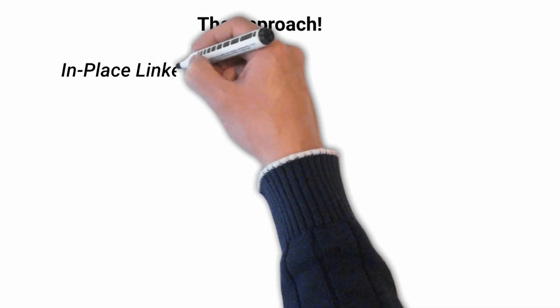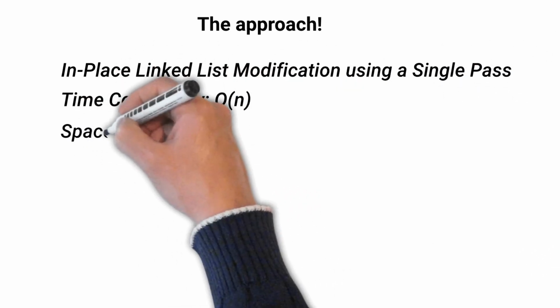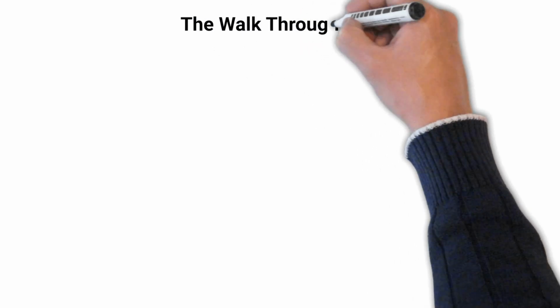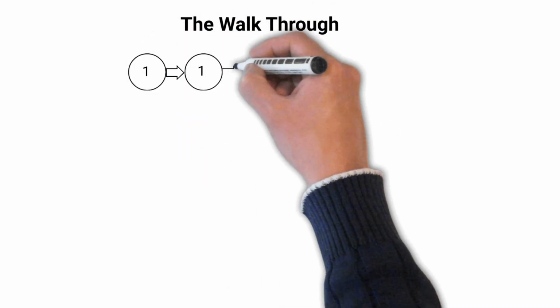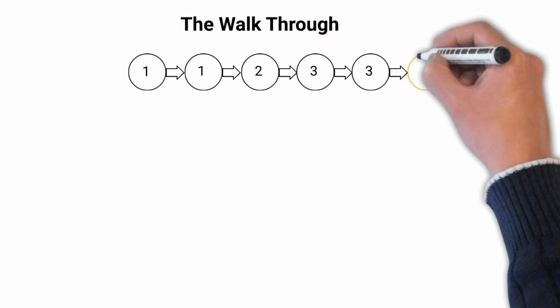The approach that we're going to be taking is the in-place linked list modification using a single pass. It has a time complexity of O of n and a space complexity of O of 1, and it's the optimal solution to this problem. Now let's walk through an example. We have the nodes 1, 1, 2, 3, 3 and null.